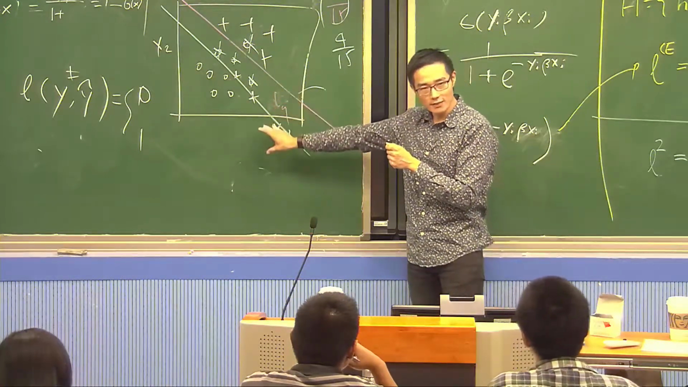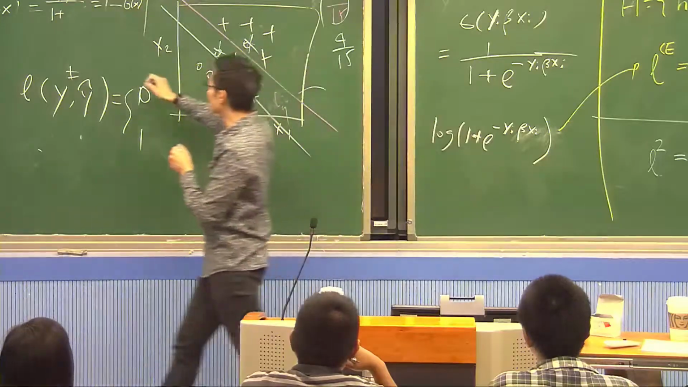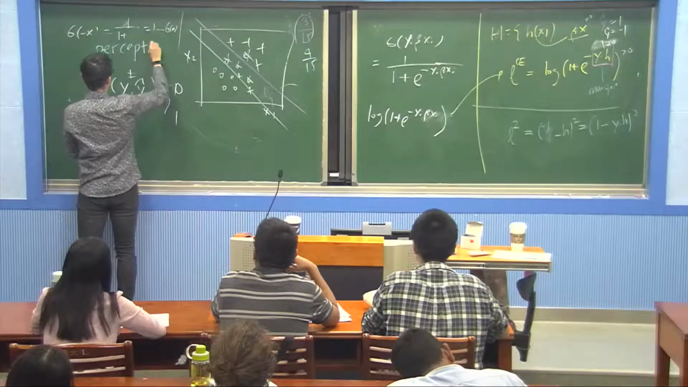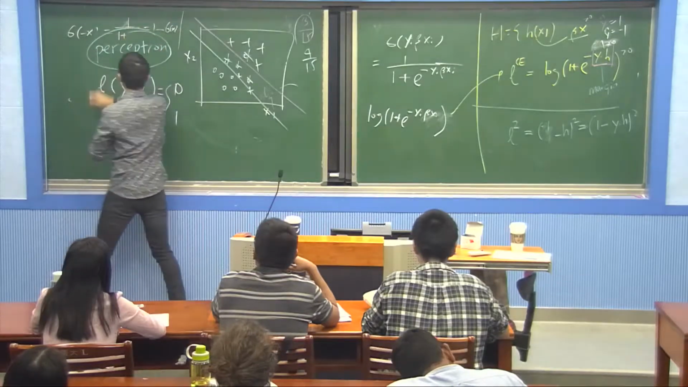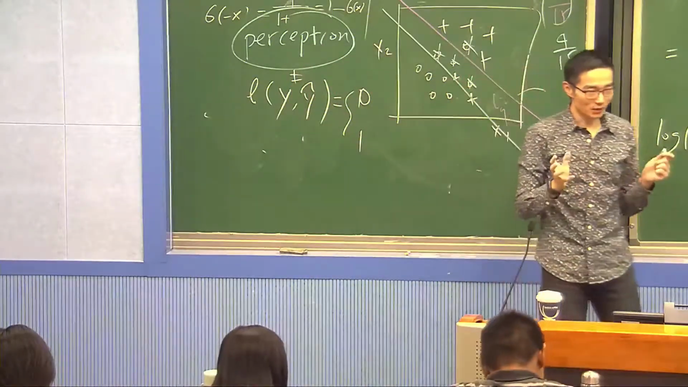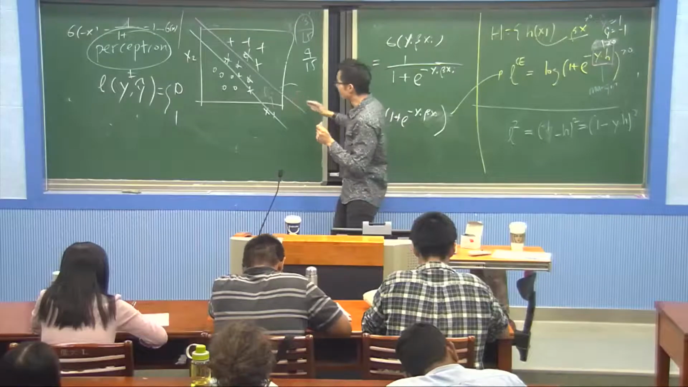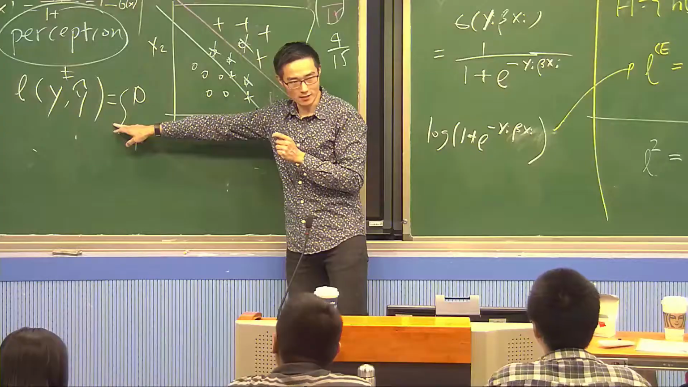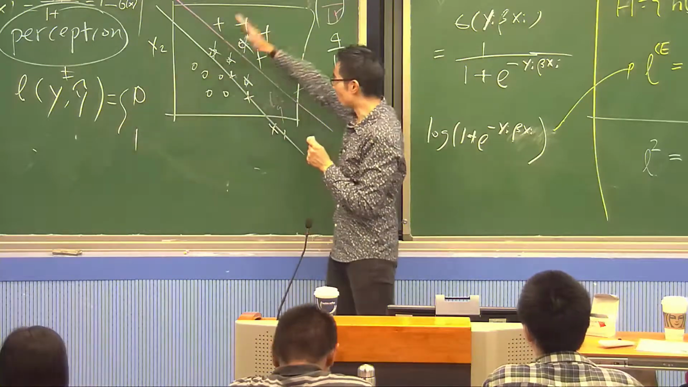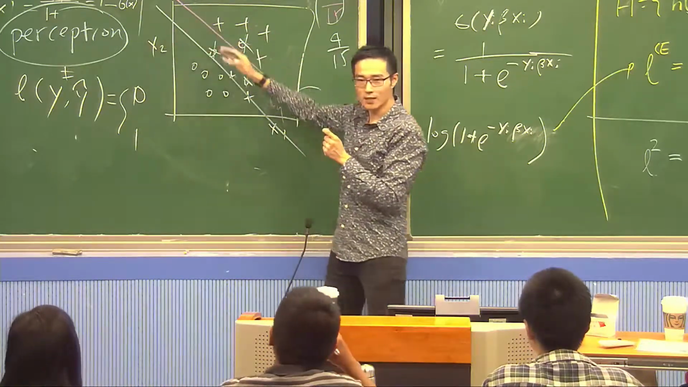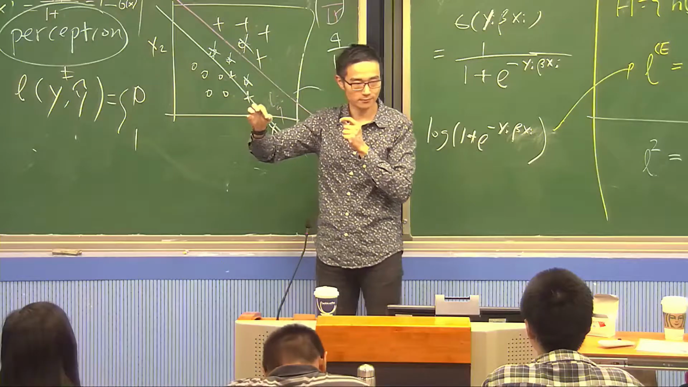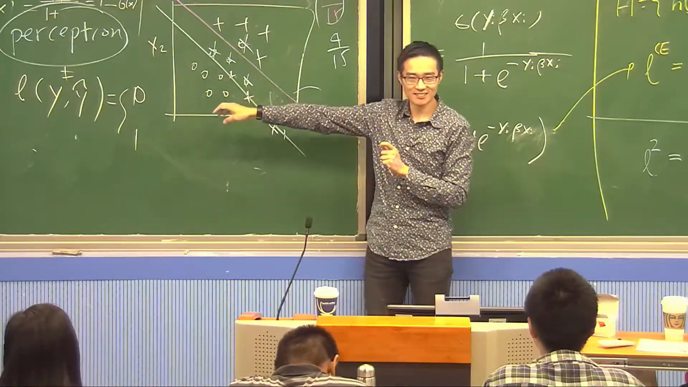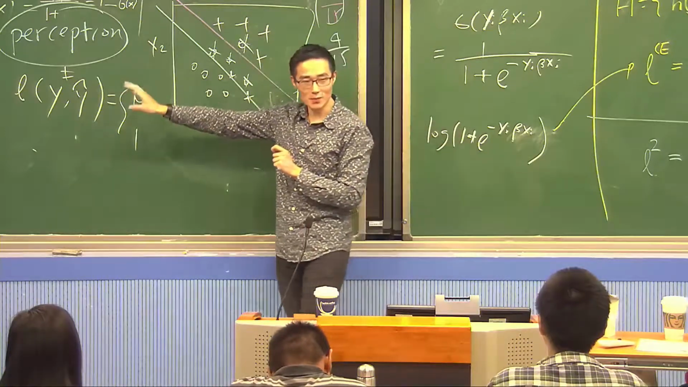In fact, there's a name for this method, which is called the perceptron. The perceptron model, or the perceptron method, is a linear classification method that minimizes the 0, 1 loss. So the goal is basically to find the line that minimizes the total number of errors. That's called a perceptron. Have you ever heard of it?